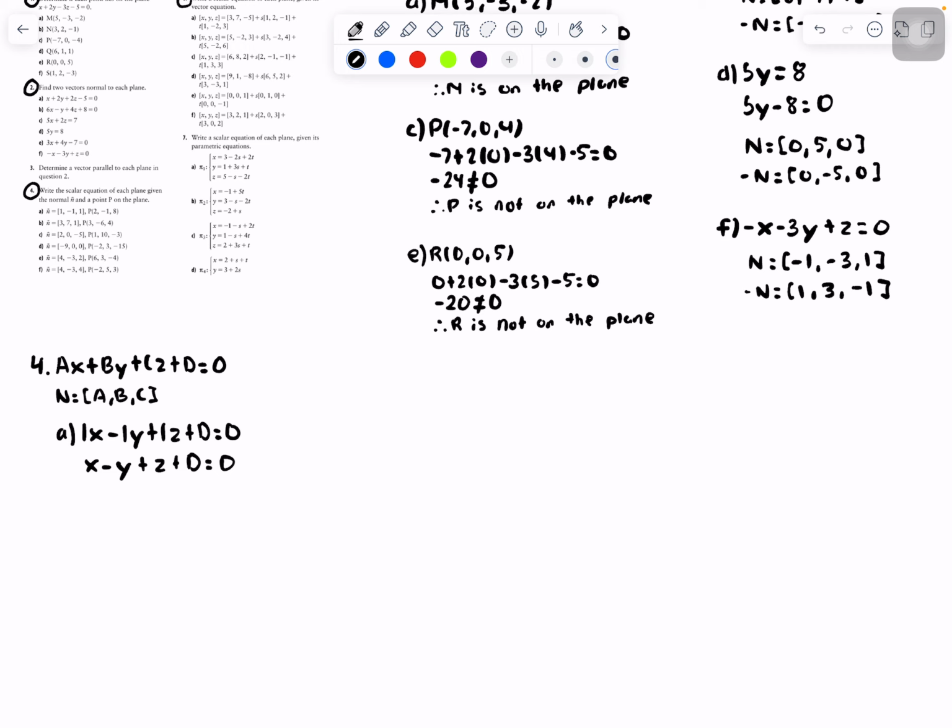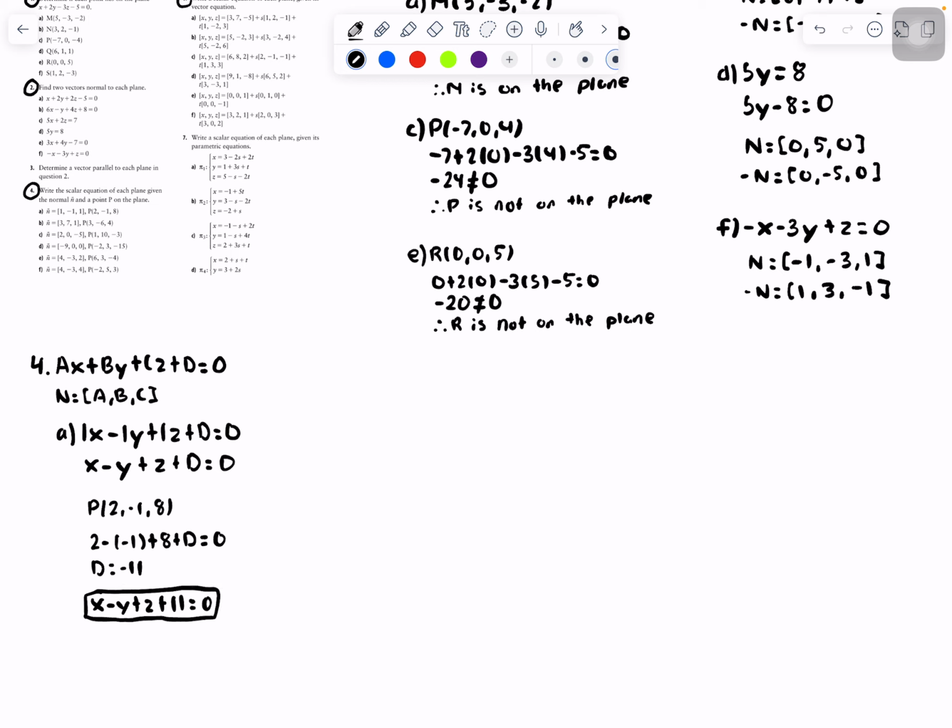Now using the known point, let's find d, and then we can complete the whole scalar equation. So we sub in the known point P, 2, -1, 8. So we get 2 minus negative 1 plus 8 plus d equals 0. 2 minus -1 plus 8 is 11. So d is equal to -11. Meaning the full equation looks like x minus y plus z minus 11 equals 0. That would be the full equation.